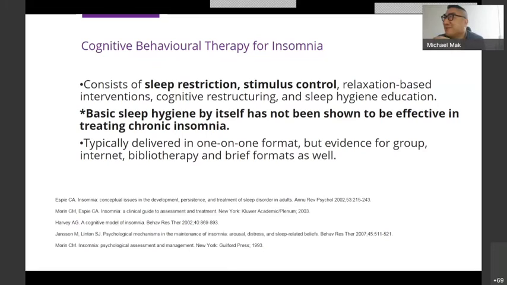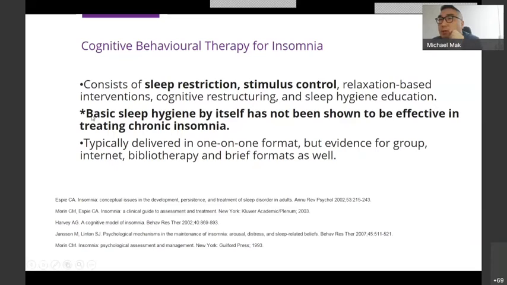Long story short, there's five components: sleep restriction, stimulus control, relaxation-based interventions, cognitive restructuring, and sleep hygiene. But as with all therapies, a lot of effort has been put in to see if we can simplify it to make it more accessible to the masses. And it transpires that the first two components are the main meat of this therapy.